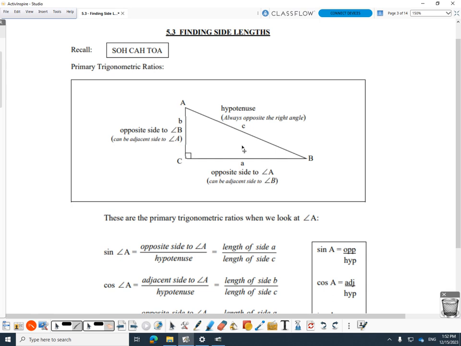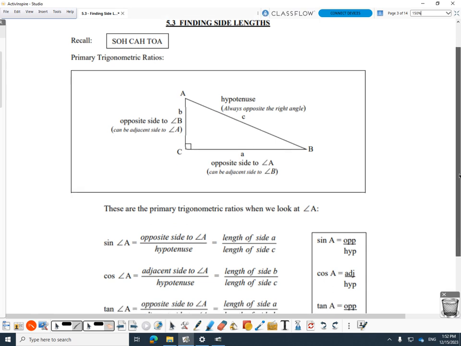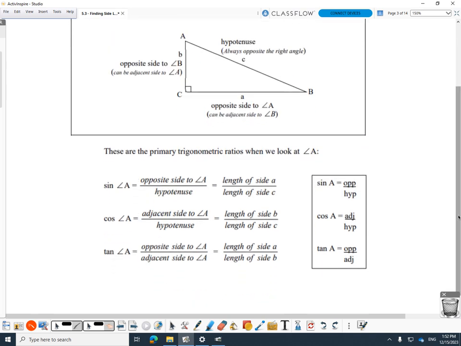And here's how all that works. This is just a review of that. Sine of angle A is opposite over hypotenuse. So it's the B side over the C. Oh, sorry, A is up here. Sine is opposite over hypotenuse, so the A over the C.